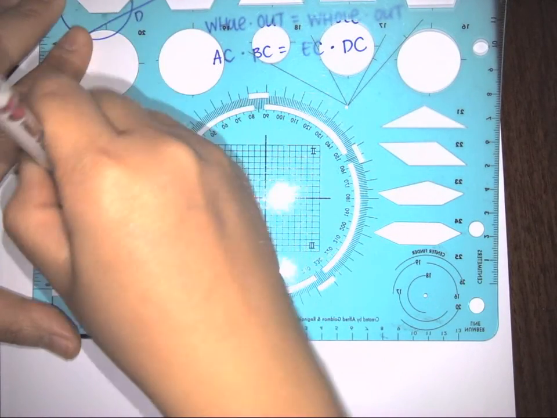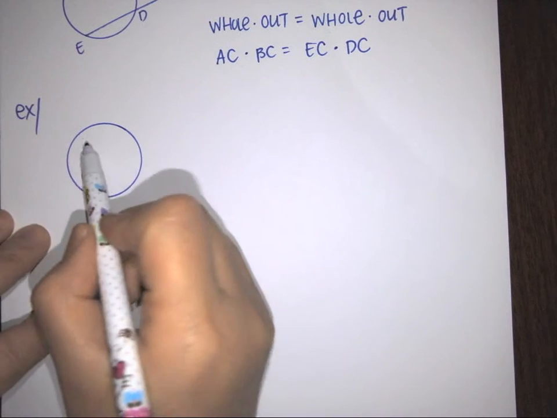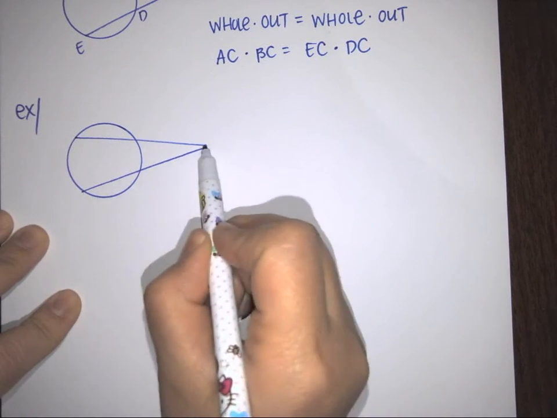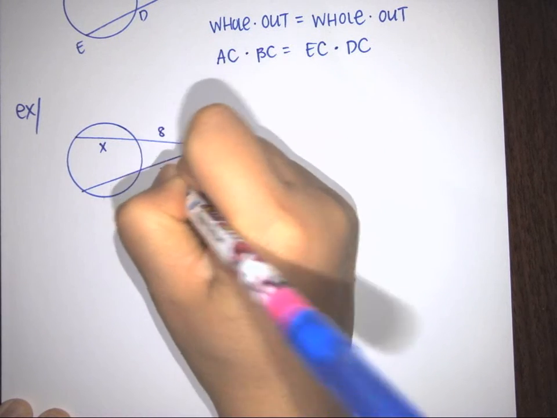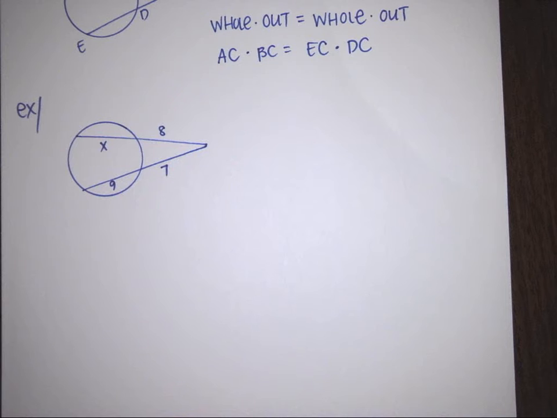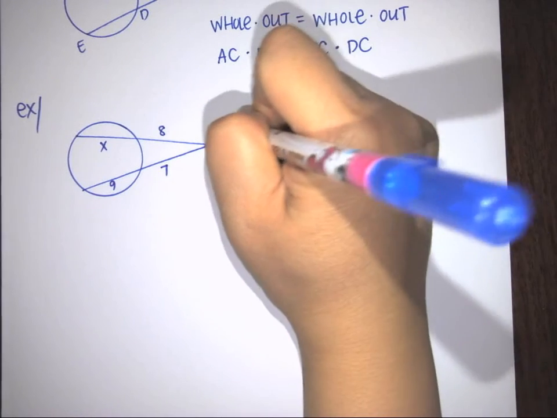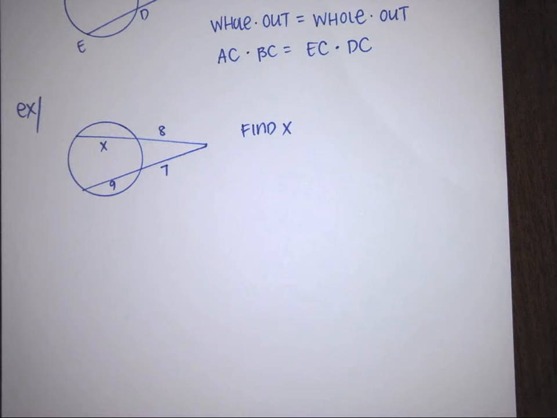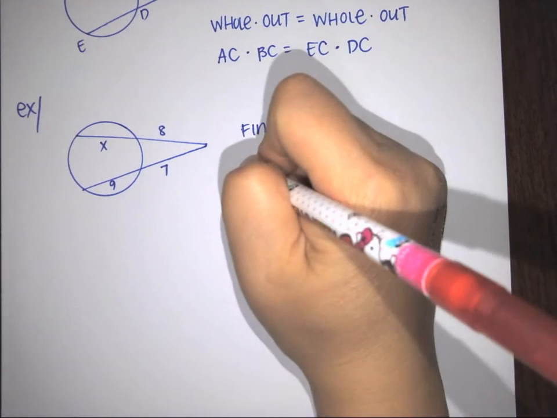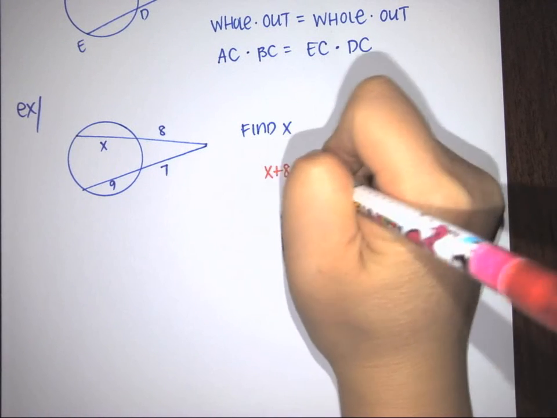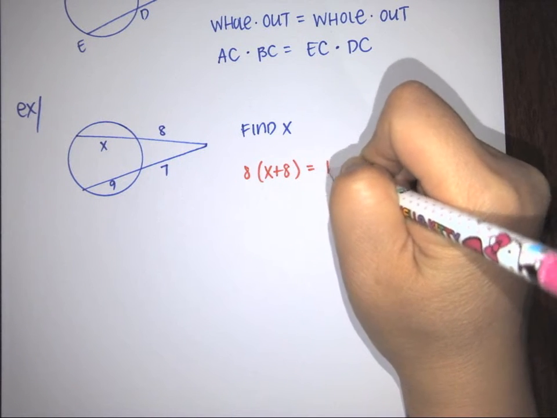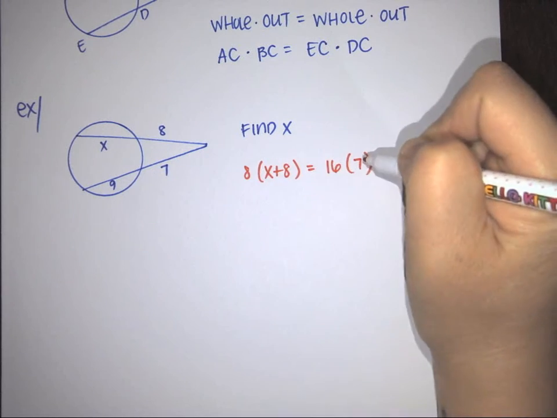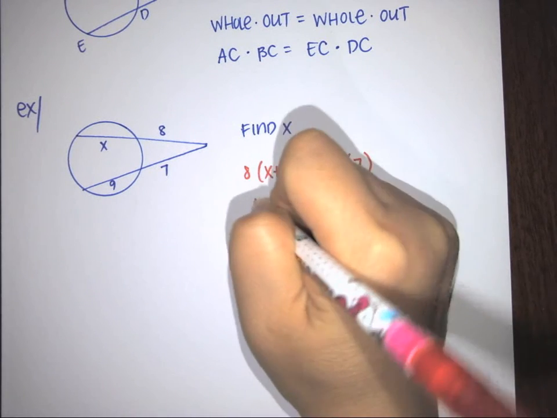Secant. We'll label this X, 8, 7, and 9. We're going to find X. For this problem, the whole secant is X plus 8. The portion that's outside is 8. The whole secant of the second one is 16. The outside portion is 7. So X ends up being 6.